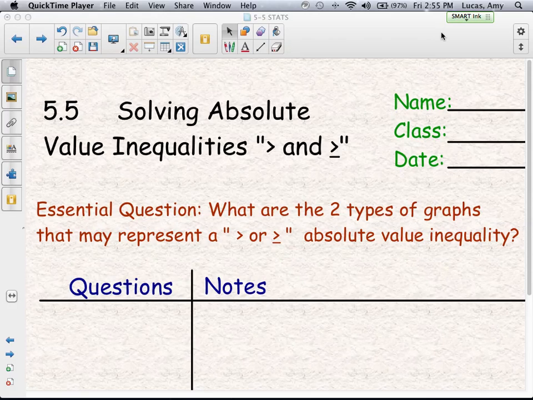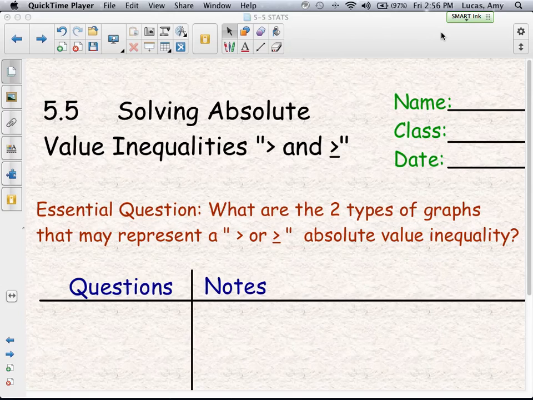Lesson 5.5, solving absolute value inequalities with a greater than symbol or greater than or equal to symbol. Our essential question: what are the two types of graphs that may represent a greater than or equal to absolute value inequality? So there are two types of graphs again.